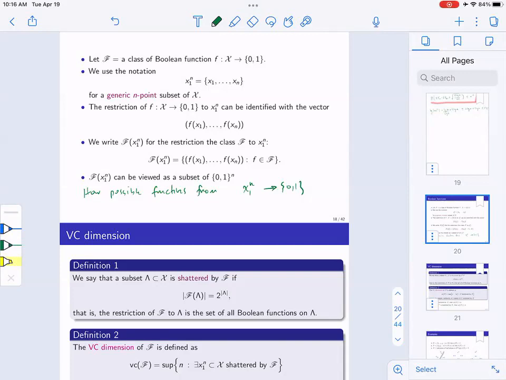So a function corresponds to a vector like this, right? I could set f of x5 to be 0 or 1. This could take 0 or 1, and all the coordinates 0 or 1. So there are how many? 2 to the n. So the answer is 2 to the n. I want to see how many functions are in this restriction. Is it 2 to the n, or is it much smaller?